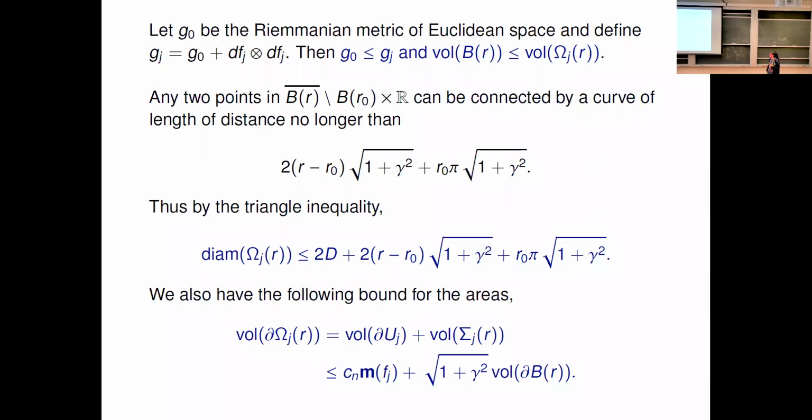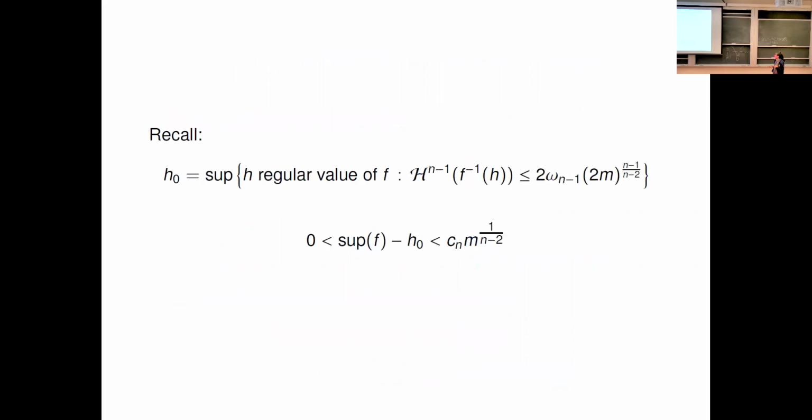For the areas of the boundaries, we have two components. The component that we created when we intersected with a cylinder, so the exterior boundary is controlled by this quantity, its volume. And then the interior boundary is controlled once again by the mass, by the Riemannian-Penrose inequality. Okay, so that gives us the bounds that we want.